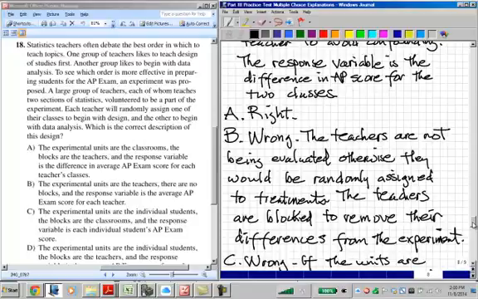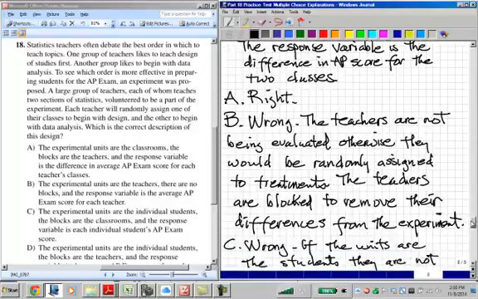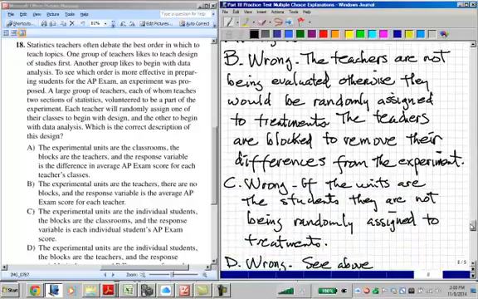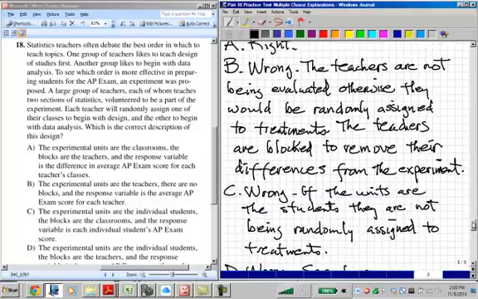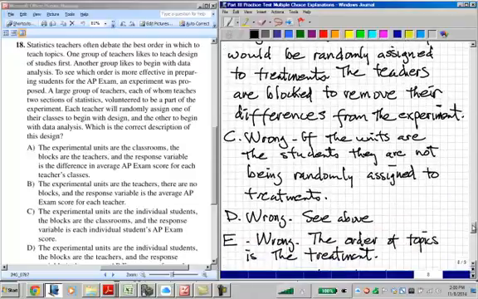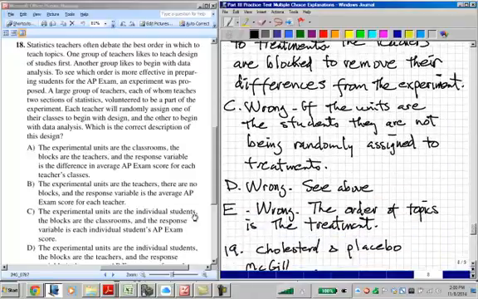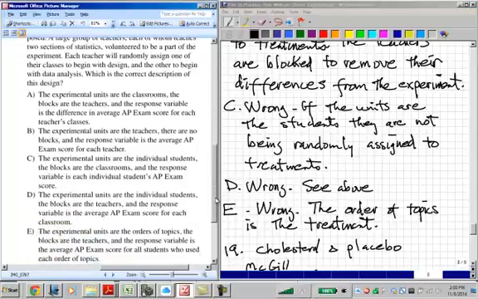Okay, B. The experimental units are the teachers. Wrong. The teachers are not being evaluated. Otherwise, they would be randomly assigned to treatments. The teachers are blocked to remove them and their differences from the experiment. C. The experimental units are the individual students. Wrong. If the units are the students, they are not being randomly assigned to treatments. So something is seriously wrong. D, same thing. Okay, see above.